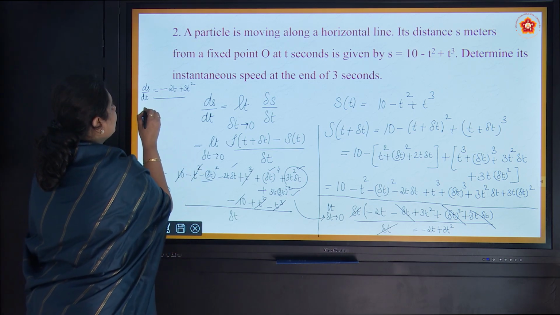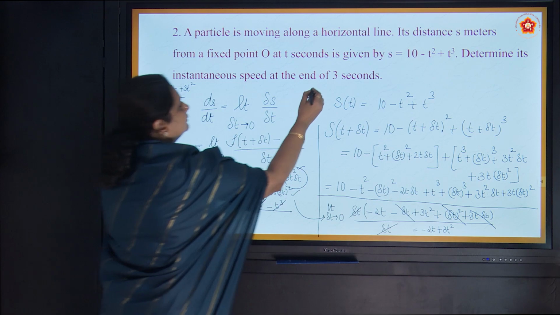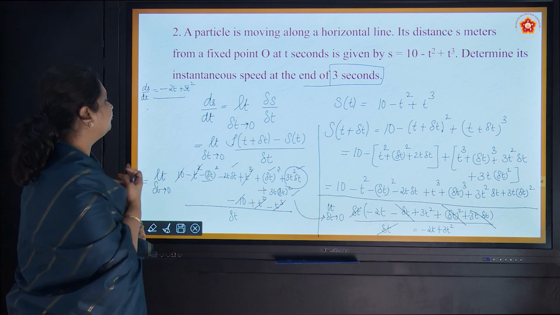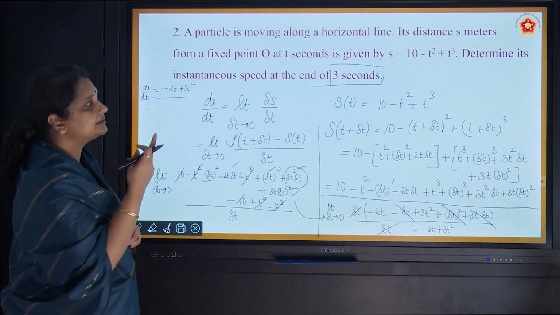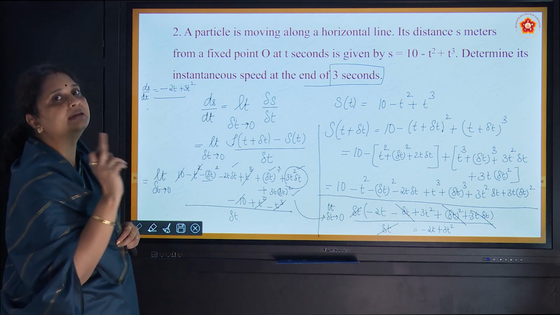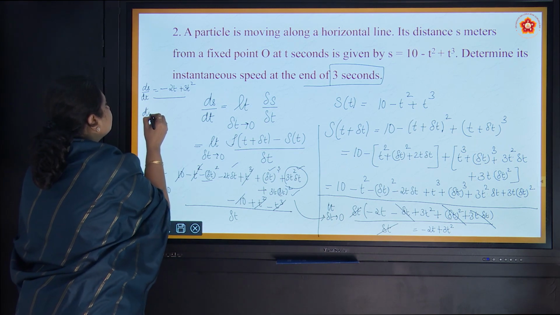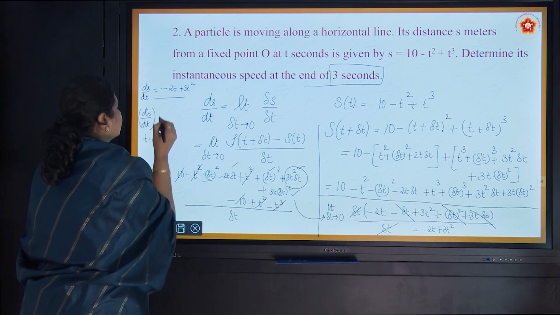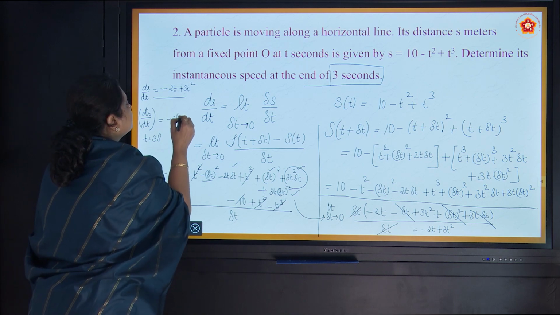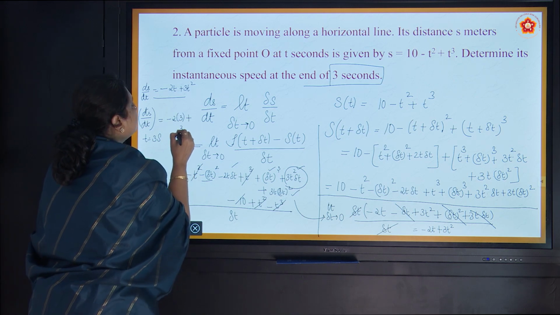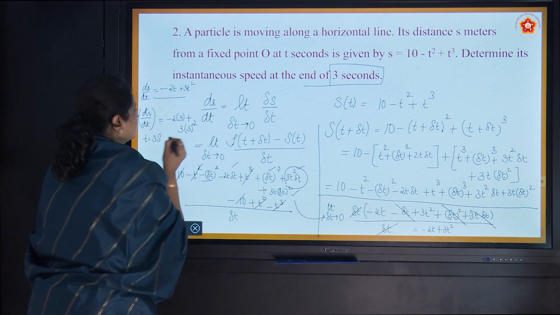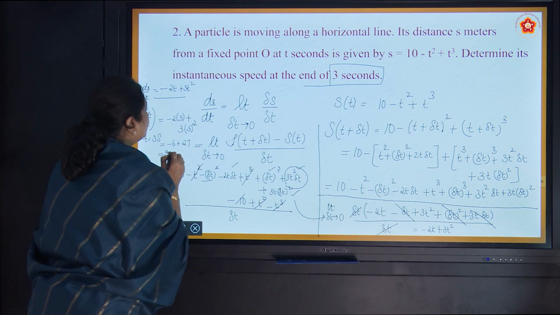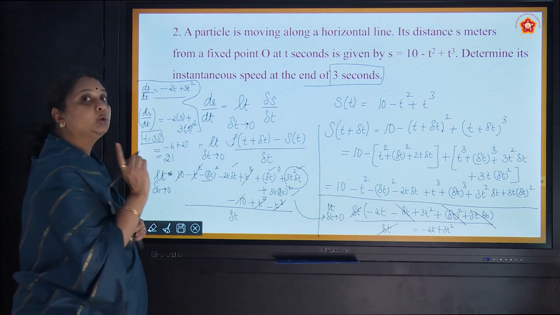So this is at the end of 3 seconds. Meaning when my time period is 3 seconds, I'll have to find my ds by dt. That is the instantaneous speed at the end of 3 seconds. So ds by dt when my time period was 3 seconds is equal to minus 2 into 3 plus 3 into 3 square. So I have minus 6 plus 27. That is 21.